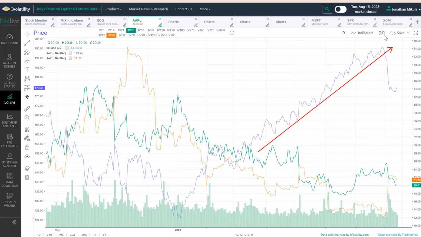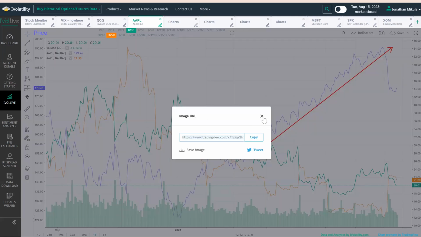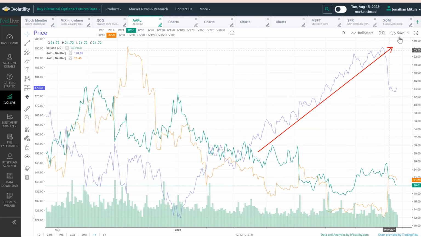But the other things you could do is you could take a snapshot from this view and add that to your trading journal, which I do often. You can also save this layout. So that way, when you pull up a different company, say Microsoft, you can go ahead and add the layout that you like. And this question did come in from this view.